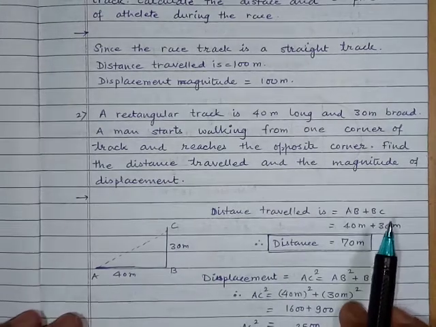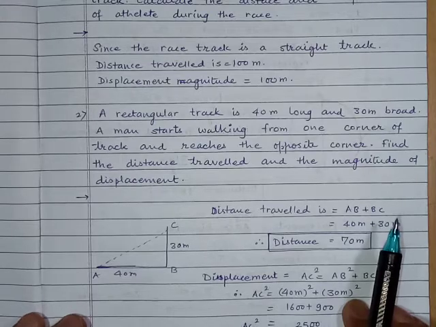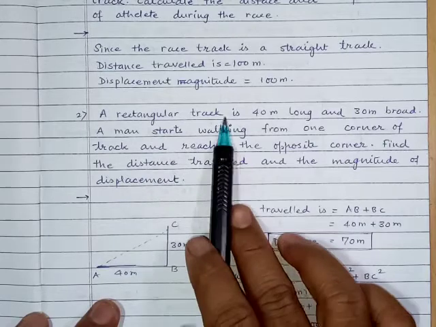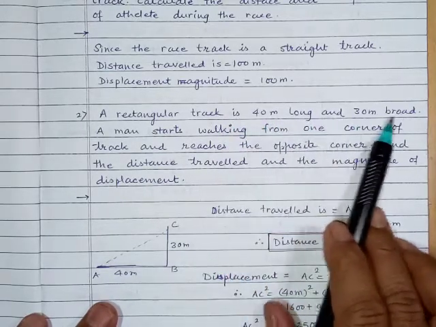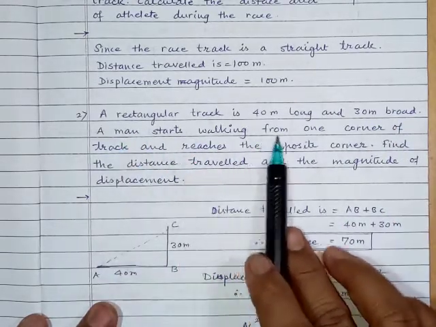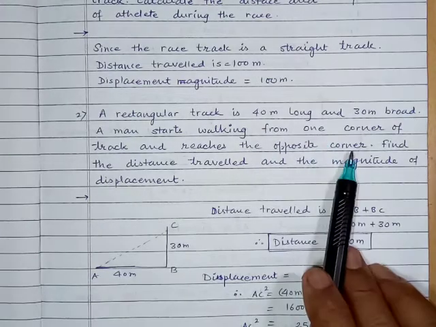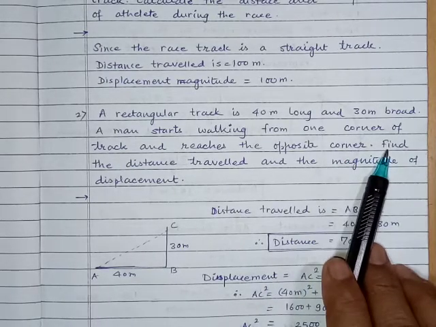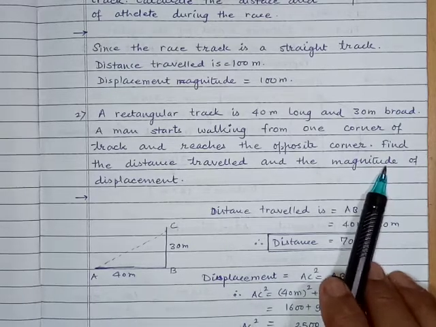Now this problem is important because the track is not a straight track; it's already given that the track is rectangular. The dimensions of the rectangular track are given: 40 meter long and 30 meter broad. A man has started walking on the rectangular track, and he moves from one corner of the track and reaches the opposite corner. We have been asked to calculate, when he reaches the final point, what is the distance traveled and what is the magnitude of the displacement.